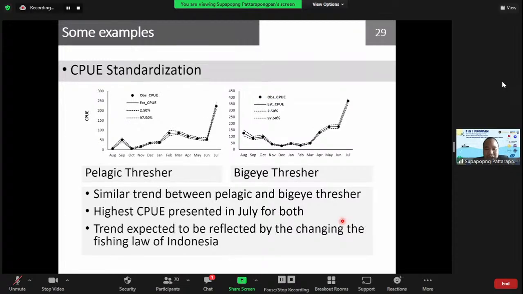After I do the CPUE standardization using the generalized linear model, this is the final trend of the catch of the two pelagic thresher sharks in Indonesia, the pelagic thresher and the bigeye thresher here. The result usually shows in which time period the catch is declining and in which time period the catch is increasing.